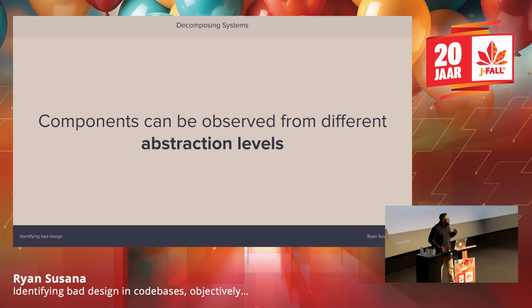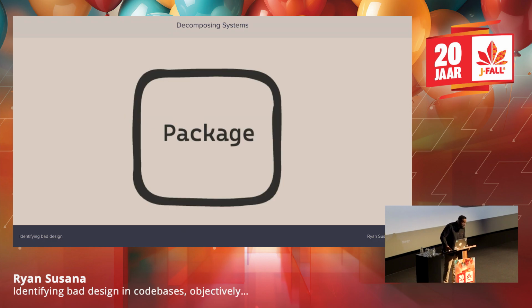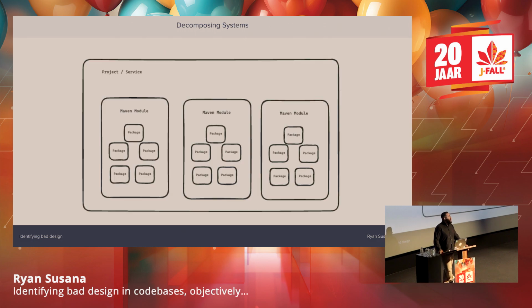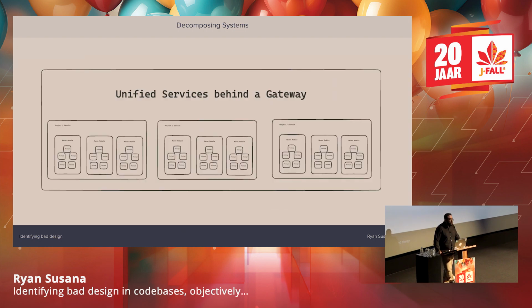Now, it turns out that components can be observed from many abstraction levels. A good resource on this is the C4 model by Simon Brown. A lot of the times architects start recognizing components from the directory level upwards. So in a Java world, that might look something like a package. Zooming up one abstraction level, it might look like a Maven module or a jar filled with packages. Zooming out more, it might be a project that's filled with modules, or a service or container. Zooming out a bit more, it might be a set of services behind a unified API gateway, or a third-party service like Google Search or Google Maps.